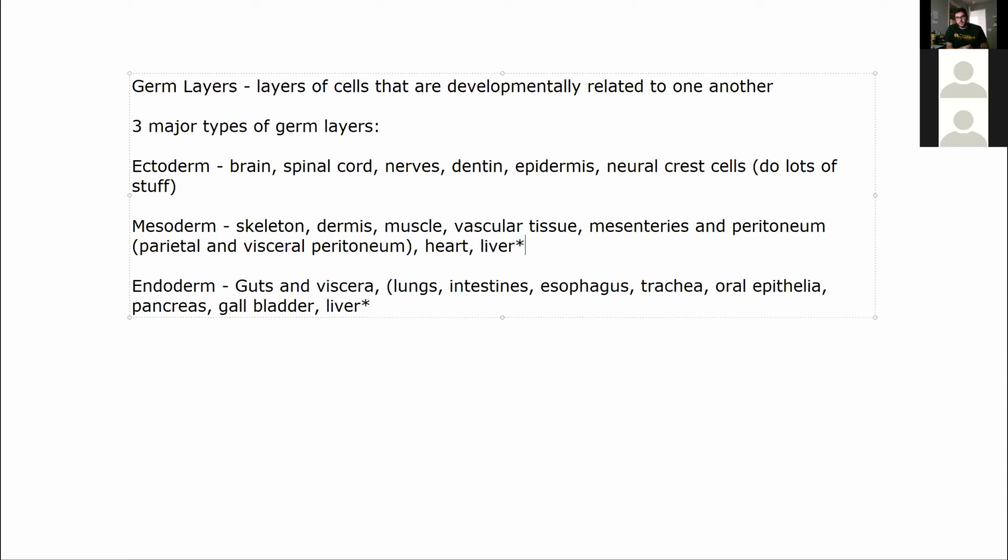So the endoderm is pretty simple because it's just guts and viscera, but the mesoderm and ectoderm have a little bit more involved stuff. Ectoderm, you could think of like nervous tissue and the outer layer of your skin. Mesoderm is skeleton, muscle, and your dermis. And then the endoderm is just guts and viscera, right? So I just wanted to throw this stuff out there, and then you guys can write some of this down to prepare a little bit for lecture next week.